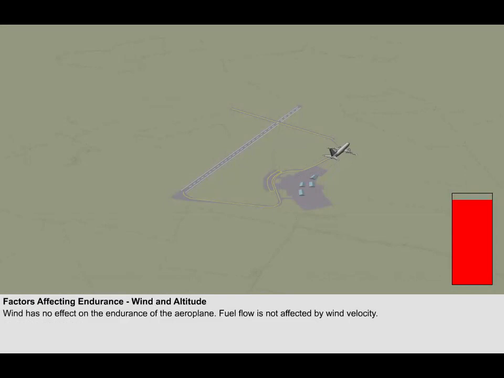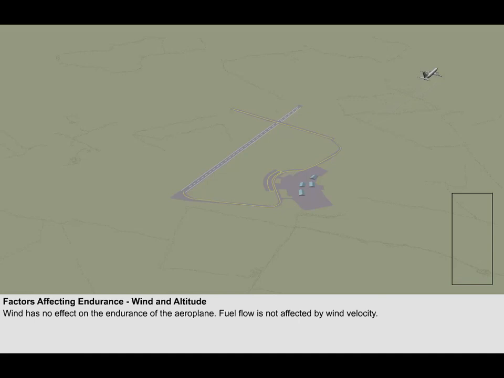What other factors affect endurance? We still haven't considered altitude or wind. Well, the case of wind is quite simple. It has no effect on endurance. You will remember that maximum endurance is concerned with minimizing fuel flow. Now, it should be obvious that wind does not affect the fuel flow into the engine. Endurance is about time in the air, not distance covered.